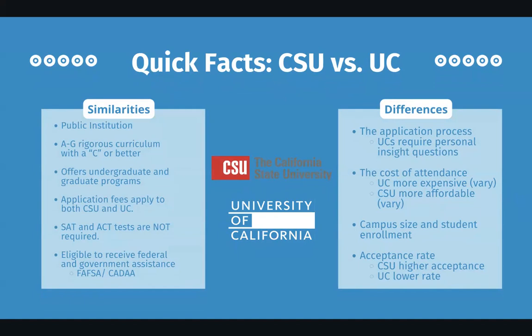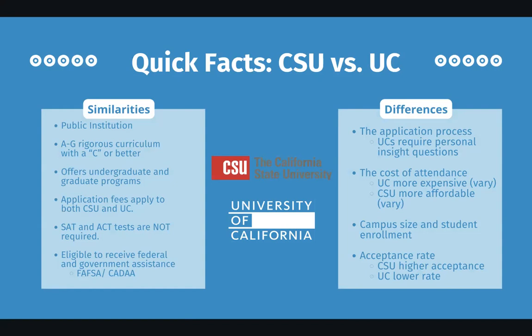To start off, they're both public. They are not private or privately owned. And the A through G rigorous curriculum with a C or better is still required in order to be eligible to apply for either CSU or UC. And they both offer undergraduate and graduate programs. Depending on the specific program that you're looking into, it's important to research whether the CSU or UC has a better program pathway that fits your needs more than another, but they both do offer it.